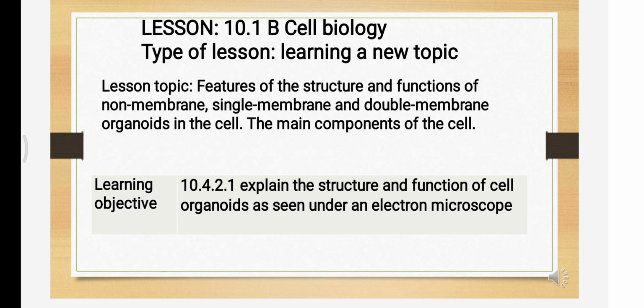The lesson topic: features of the structure and functions of non-membrane, single membrane and double membrane organoids in the cell, the main components of the cell. Learning objectives: explain the structure and function of cell organoids as seen under an electron microscope.